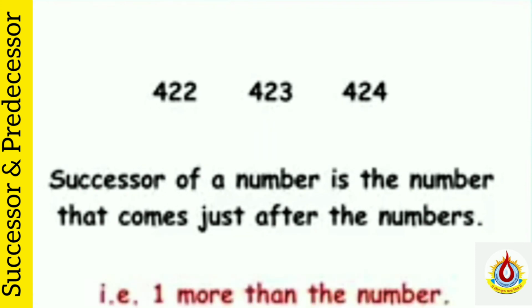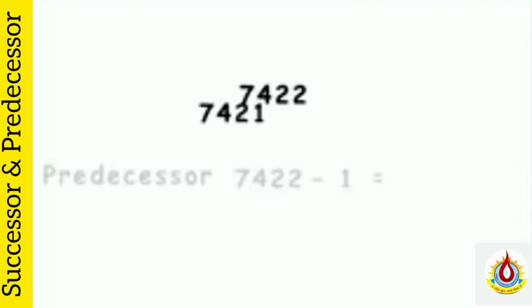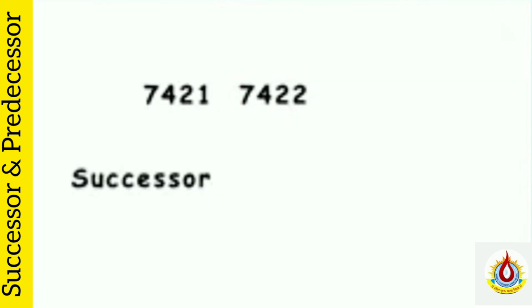Let's take another example. Look at the number 7422. The predecessor of 7422 is 7422 minus 1, that is 7421. Now to find the successor, we will add 1 to the given number. 7422 plus 1 equals 7423.